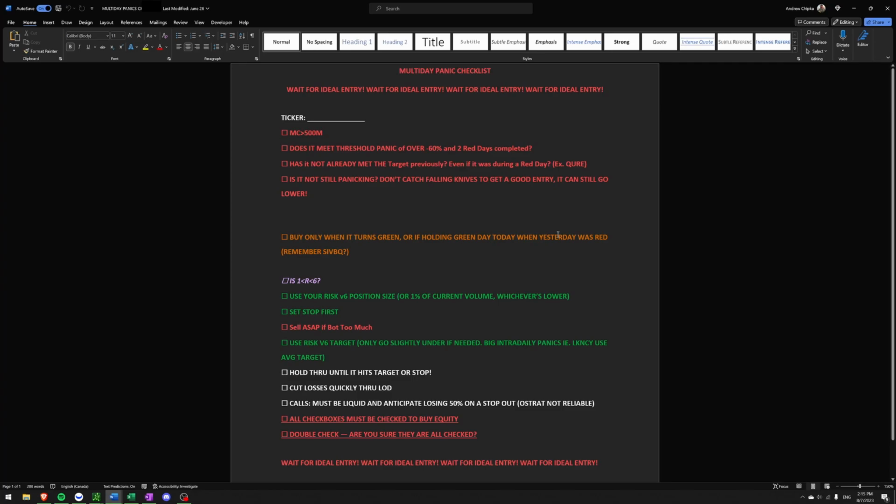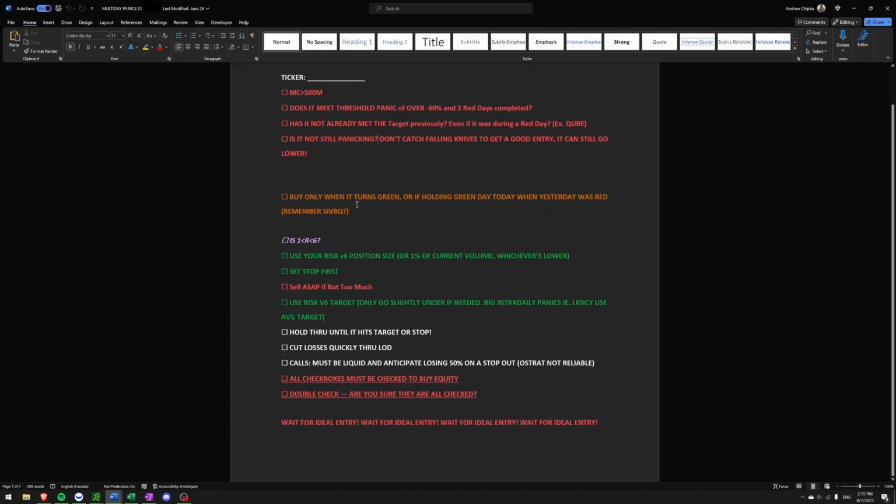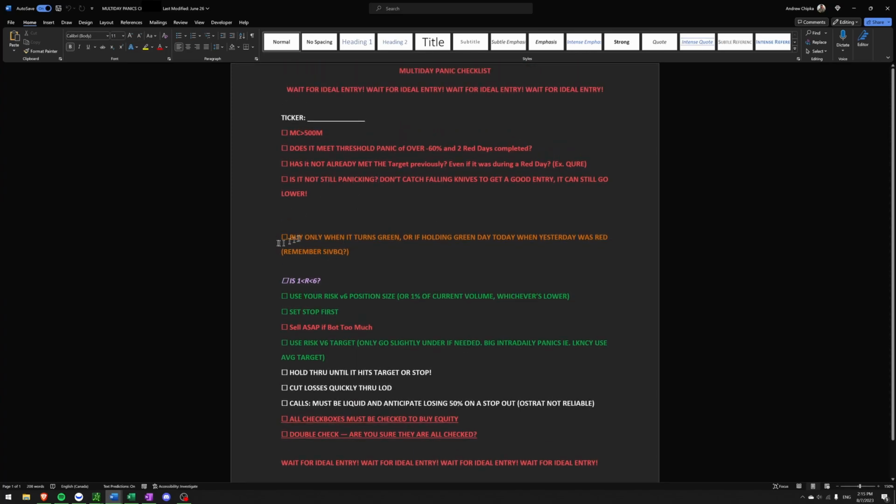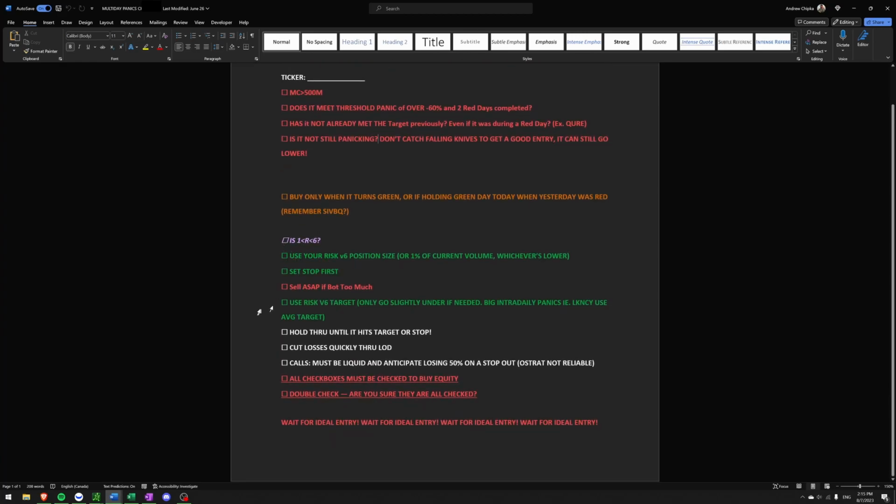So if there's something that's setting up and it looks like the entry is coming up very soon, I quickly double check the checklist and check off every single box. I have these printed out, physical form, and I cannot place a trade before I've checked off all the boxes. If one of the boxes isn't checked off, I don't trade it. It's just not worth it, because usually it loses 95% of the time.